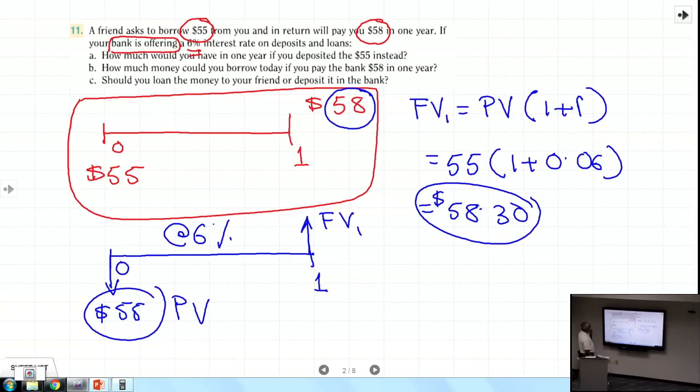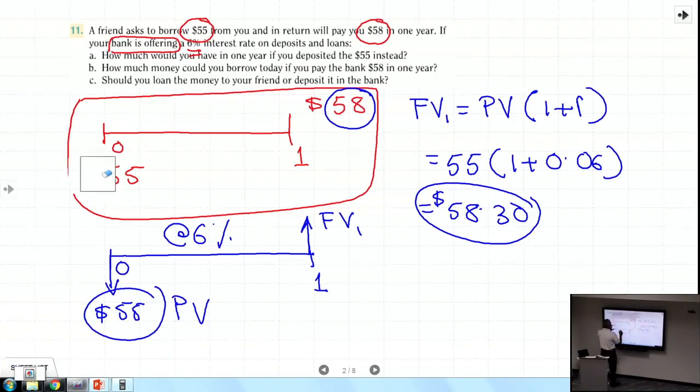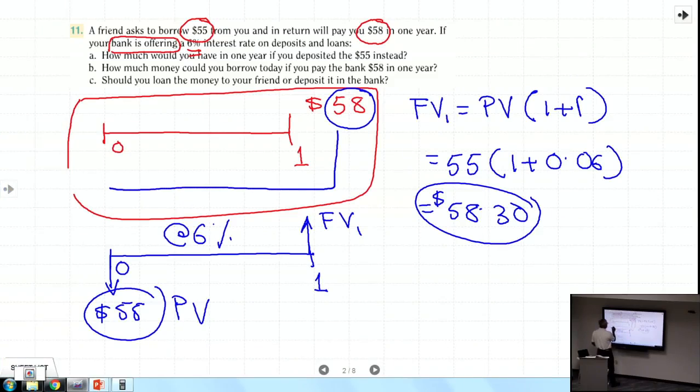Part B of the problem says, how much money could you borrow today if you pay the bank $58 a year from now. So now it is taking the same problem and reversing it, asking the question, if you were to pay $58 a year from now, what will be the present value of that $58?